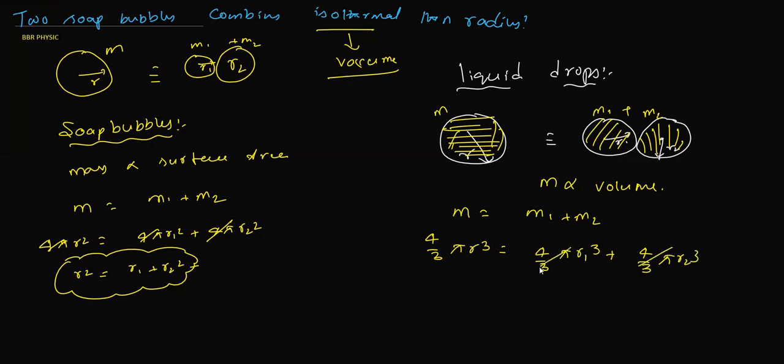4 by 3 pi, we can take common and cancel. Therefore, r cube equals r1 cube plus r2 cube, which we get here. This is the relation between r1, r2 and the new radius when liquid drops combine. When soap bubbles combine, we'll get the answer like this.